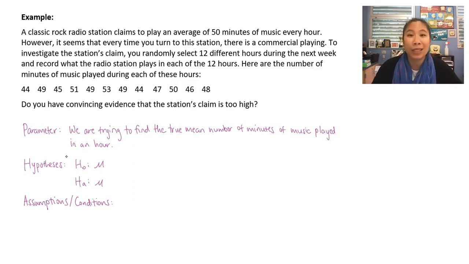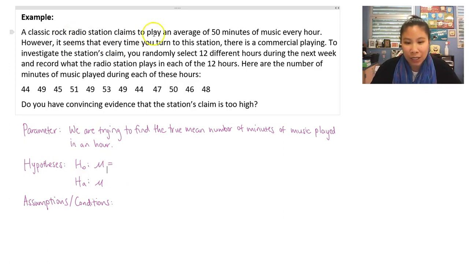The sample mean would be the x bar. And remember, we never use symbols for a sample anything in our hypotheses. So never use x bar, always mu. Okay, our null hypothesis, we always use the equal sign. So we are looking to see what the claim was in the problem. So the classic rock radio station claims to play an average of 50 minutes every hour. So that's the one we're using.